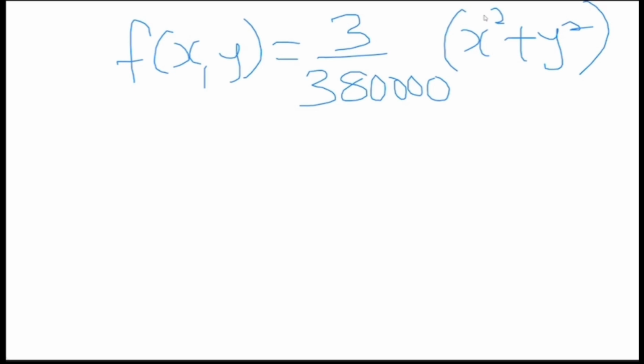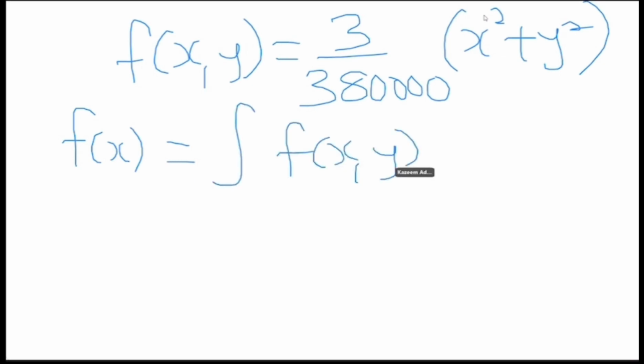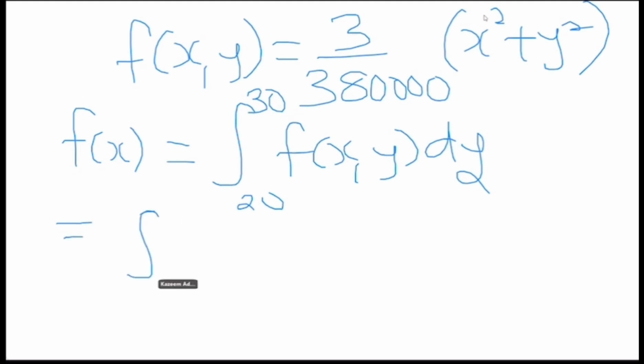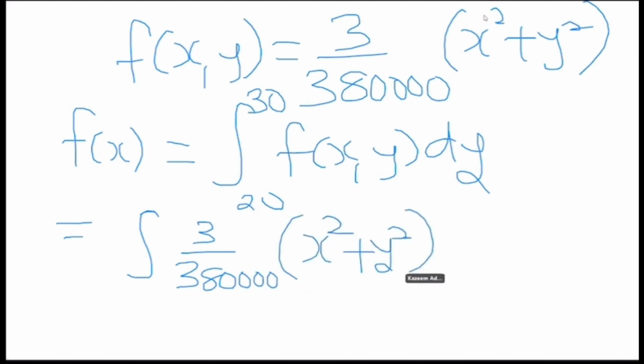Okay, now I actually want to get f of x, right? If I want to get f of x, I'm going to integrate that with respect to y, where the range of y is going to be from 20 to 30. So I'm going to do the integral of 3 over 380,000 times x squared plus y squared, dy. This is basically what I want to figure out now.